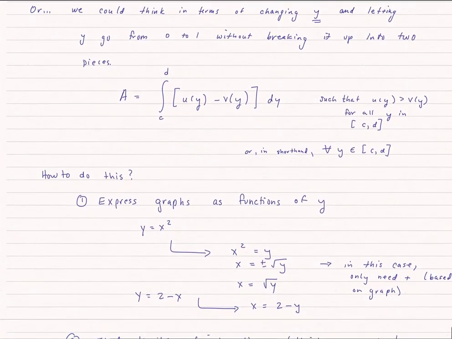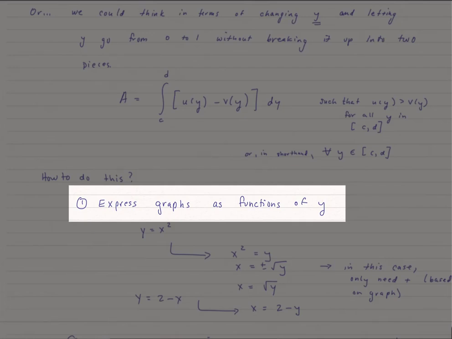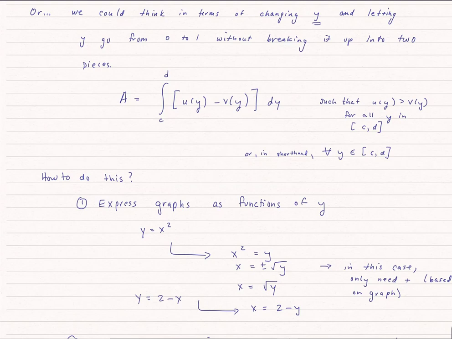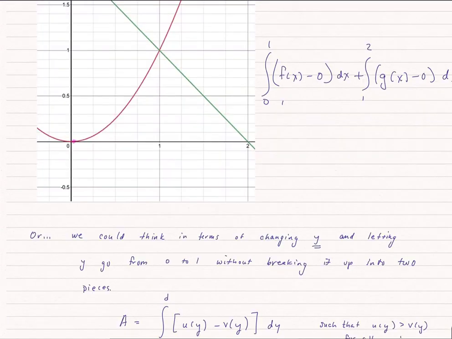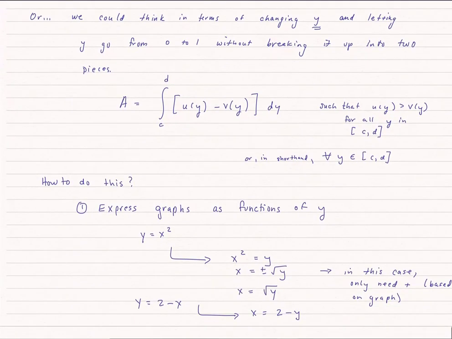So the first thing we need to do is express these graphs in terms of functions of y. So we had y equals x squared. Instead of y equals x squared, we're going to solve for x. And when we do that, we find that x is equal to plus or minus square root of y using the square root property. But if we look at the graph, we're only really talking about the positive part of the square root of y. So we actually aren't going to be using the plus or minus. What we're going to do is just say that x is equal to positive square root of y.